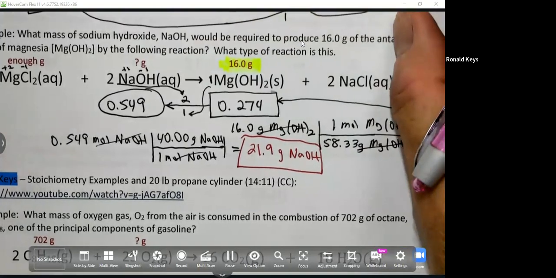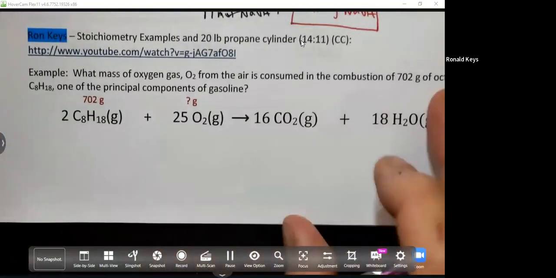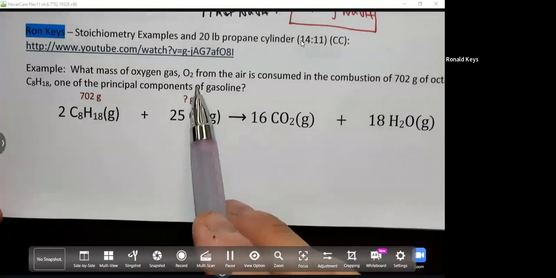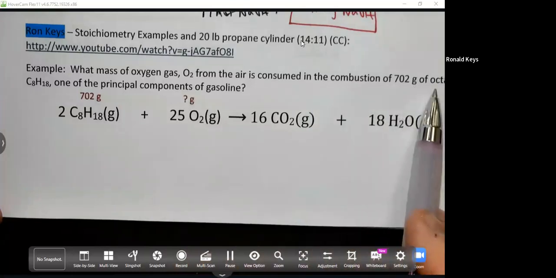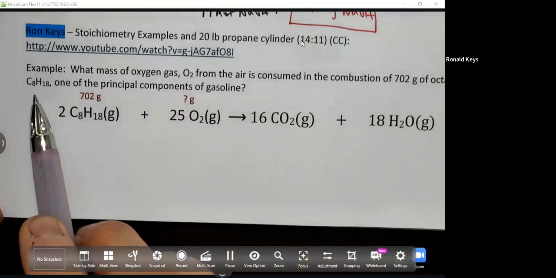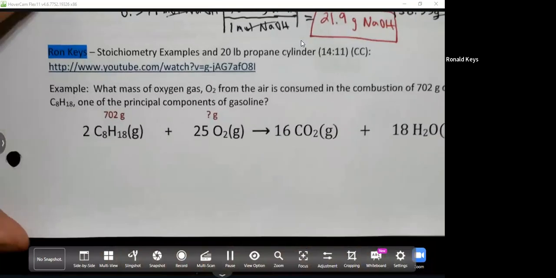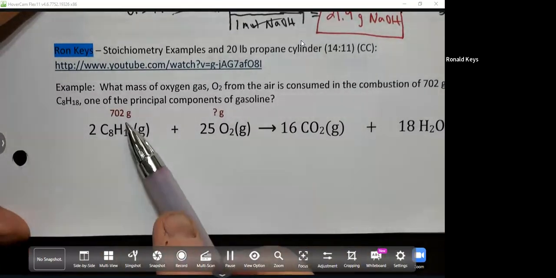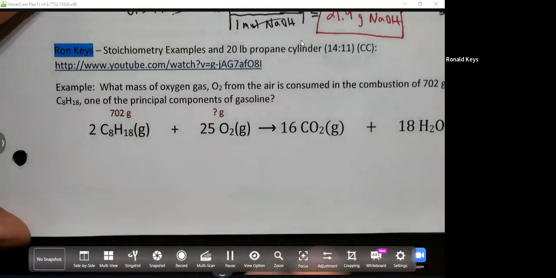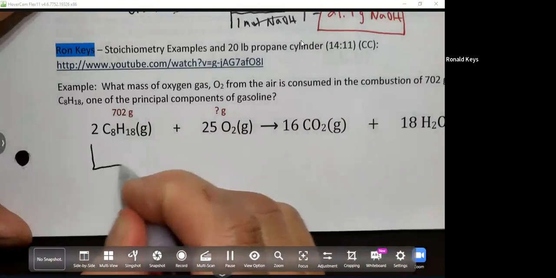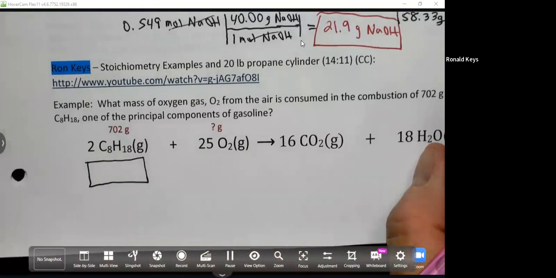Let's do this one down here. It says what mass of oxygen gas from the air is consumed in the combustion of 702 grams of octane, C8H18, one of the principal components of gasoline. So we're given grams. I'm going to keep grams along the top. I'm only going to put moles underneath here. We need to calculate this in moles. Everything reacts according to moles.